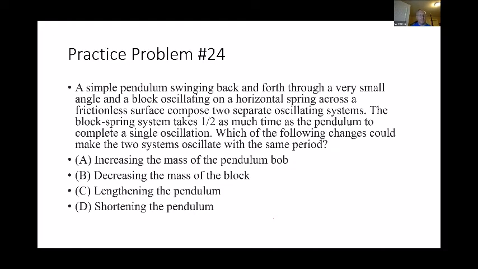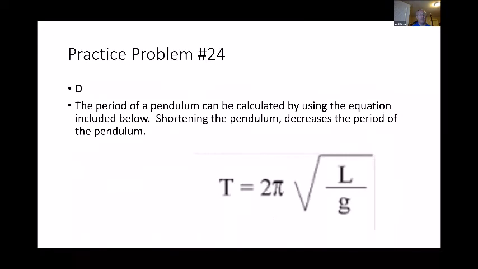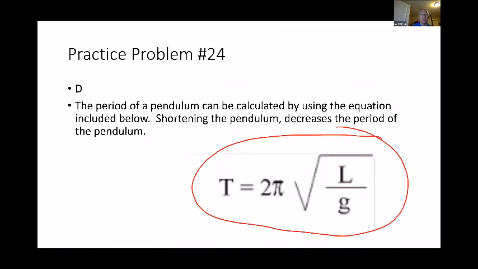To do that, to increase the block system, we would have to increase the mass or decrease the K. Those aren't options. So we need to essentially speed up the pendulum, and the way to speed up the pendulum is by making it shorter. So it's looking like D is our correct answer. And notice, here's our equation for the period of our pendulum. Remember that for a block spring system, it's 2 pi square root of m over K.